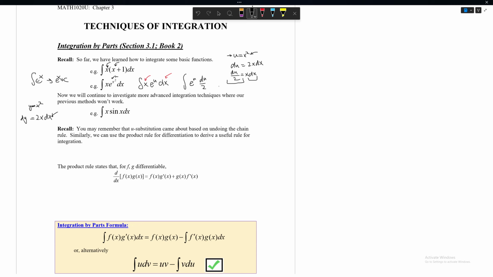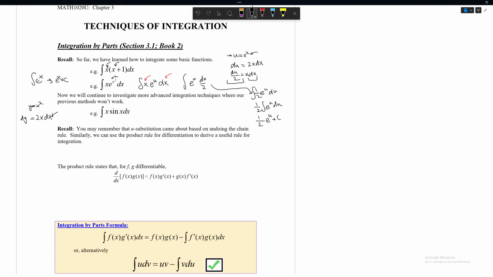And now to integrate this, you can take a constant that's multiplied, not a constant that's added, a constant that's multiplied. So if I rewrite this, it's e to the u times 1 over 2 du, right? This is the same thing. And if you have a constant that's multiplied, you can just take it out. So 1 over 2 times the integral of e to the u du. And we said the integral of e to the u is just e to the u. So 1 over 2 e to the u plus c, right?